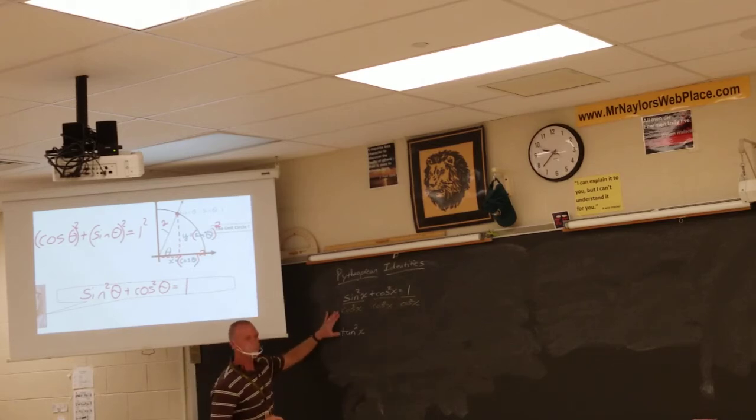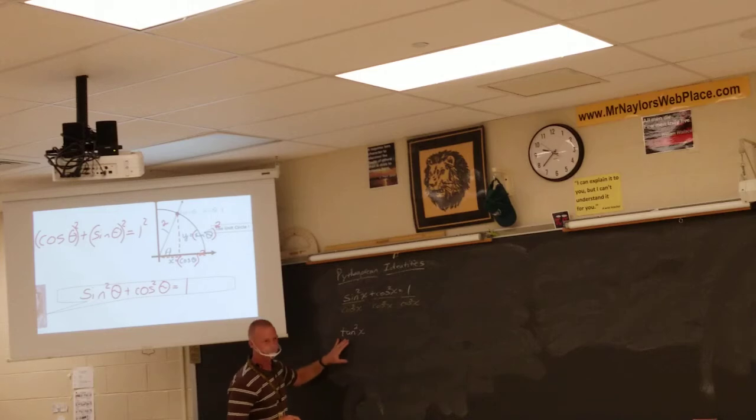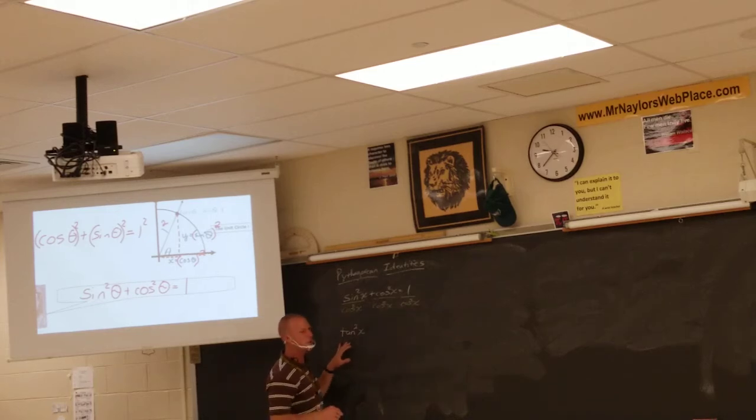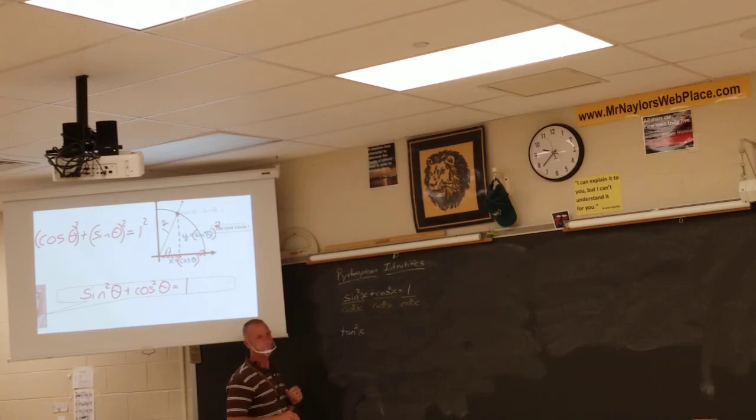Sine squared over cosine squared is the same as tangent squared. Now, don't worry if you're like, I don't know. Don't worry. We're going to keep talking about it, but it's true. It's definitely true.